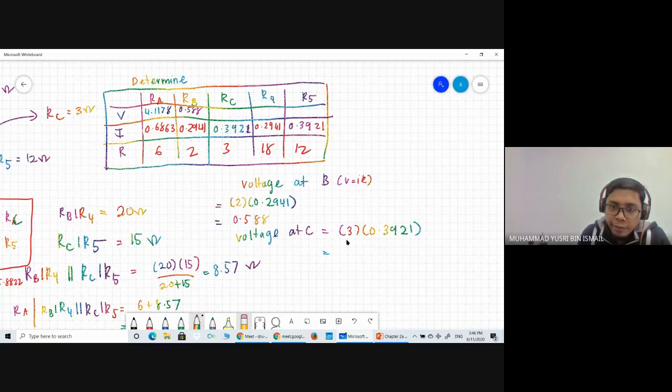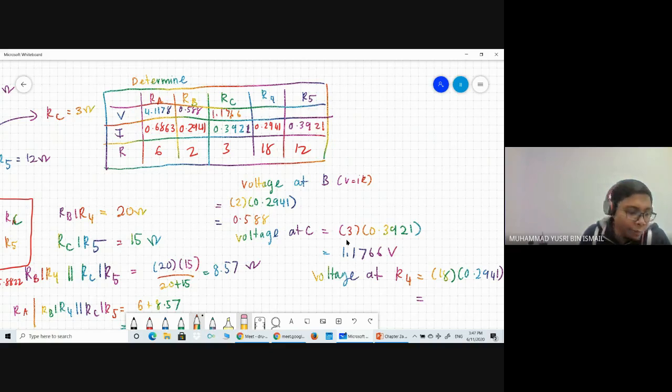So you will get 1.1766 volt. Okay, and then voltage at R4, 18 times 0.2941. Okay, you will have 5.299.